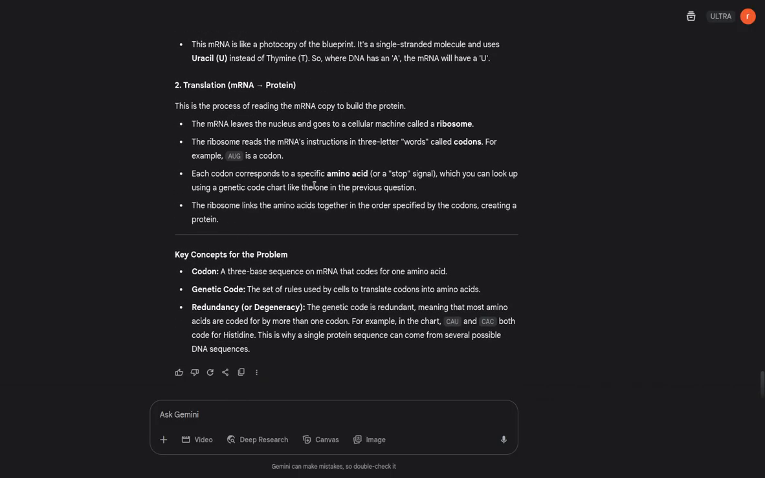Then each codon corresponds. The ribosome links the amino acids together in the order specified by the codons to create a protein. Key concepts for the problem: codon, a 3-base sequence on mRNA that codes for one amino acid. Genetic code, the set of rules used by cells to translate codons into amino acids.